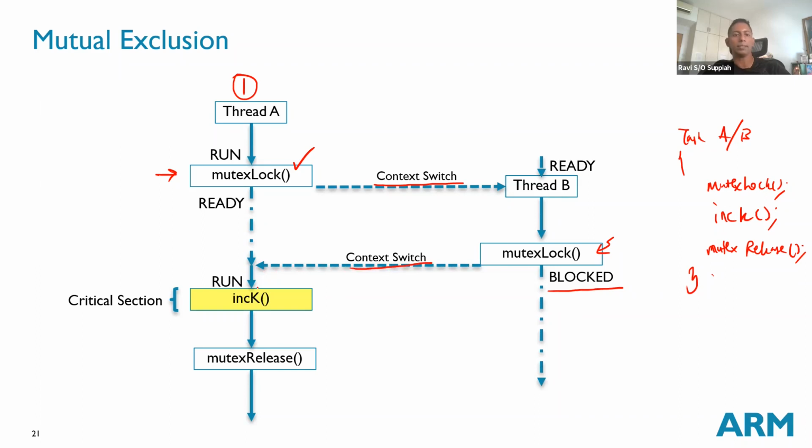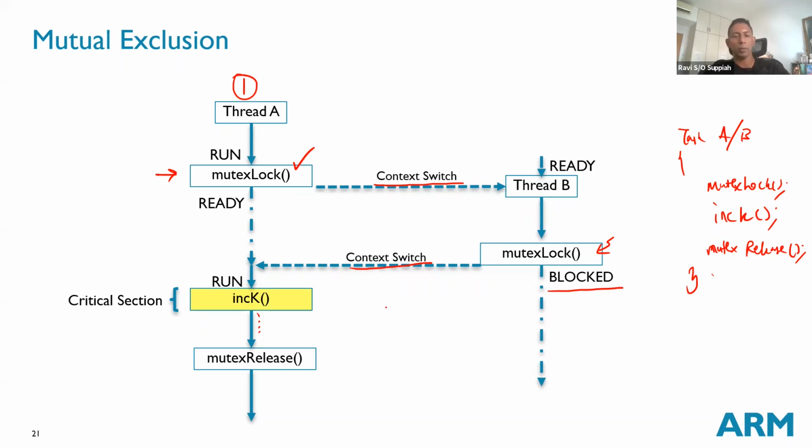And task A can run. Okay, task A can run and do whatever it wants with the shared resource. So it can call increment K 1 time, 10 times, 100 times, doesn't matter. It can do whatever it wants with the resource it has already locked. Okay, task B has no choice but to wait.